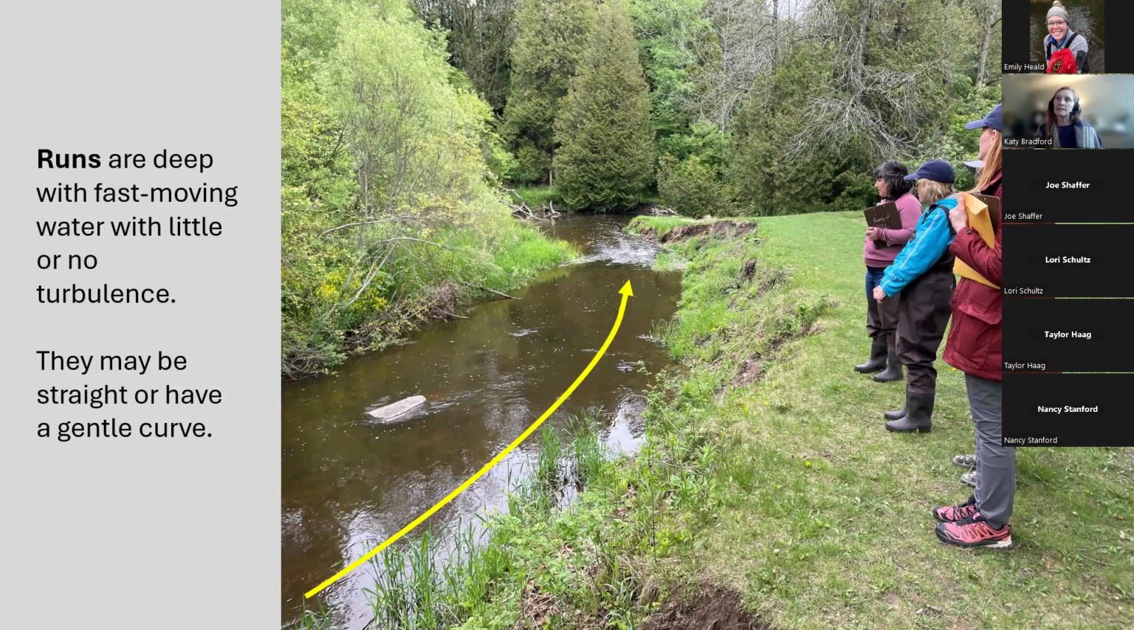Runs are deeper with fast moving water and little or no turbulence. So the water is just flowing straight through them as shown by the arrow here. And the point of the arrow is stopping at the beginning of a riffle. So where the run ends, the riffle begins. And runs may be straight or they may have a gentle curve.